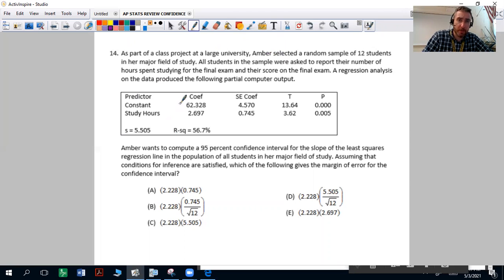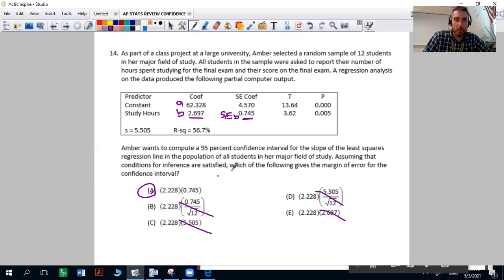So this should look familiar again. This is your A and B. So that's your slope. That's your standard error of your slope. And if we're going to use an interval, we're going to use these two numbers here. So right off the bat, it's going to be A again, right? Because we have 0.745 only happening in one spot. Don't divide it by anything.